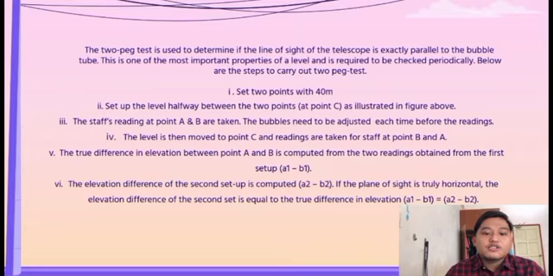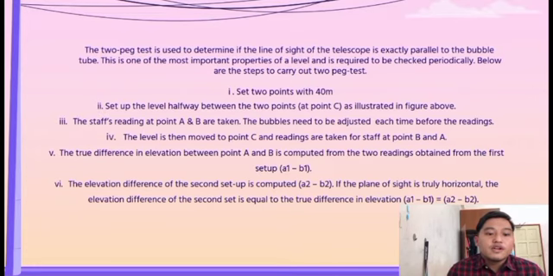Below are the steps to carry out the two-peg test. First, set 2 points 40 meters apart. Number 2, set up the level halfway between the 2 points at point C as illustrated in the figure above. Number 3, the staff readings at points A and B are taken. The bubble needs to be adjusted each time before the readings.